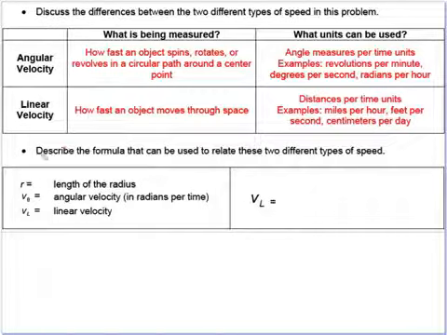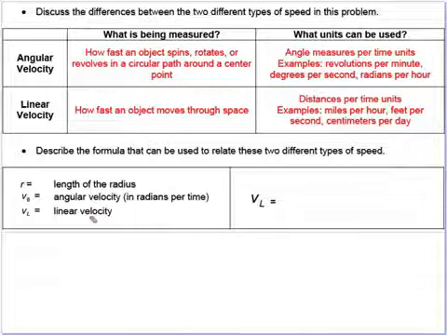Let's look at some information and annotations for linear and angular velocity. V sub theta is how you notate angular velocity, and V sub L is linear velocity. The r is the length of the radius. If you're looking for angular velocity, your angle has to be in radians. So if you are given degrees, you need to convert to radians and then divide by the units of time, whether minutes or seconds.